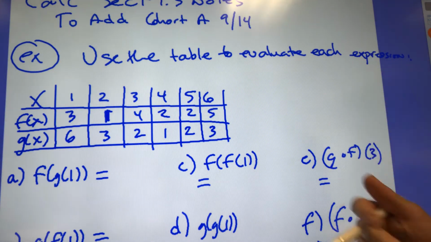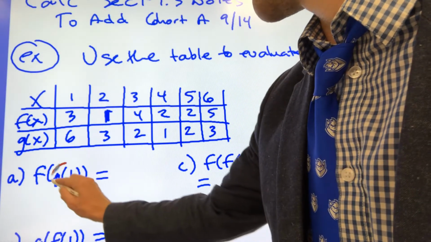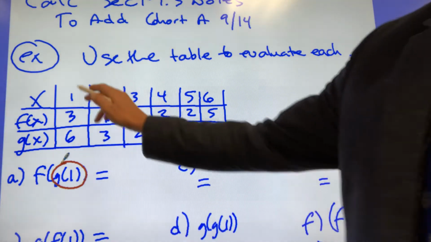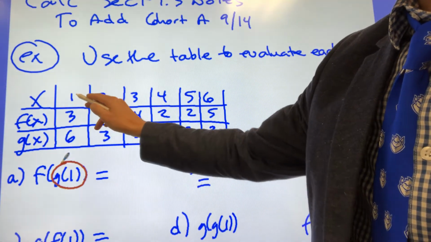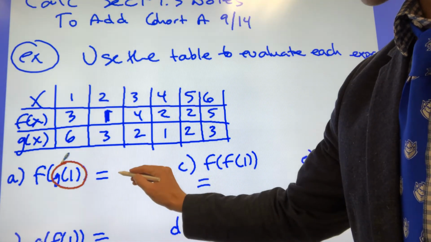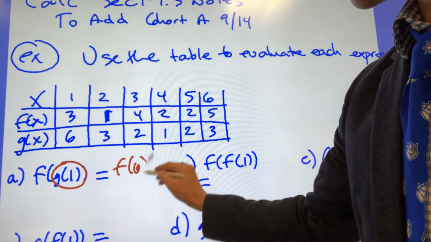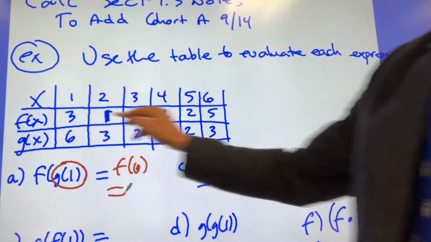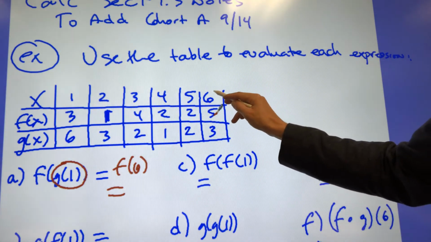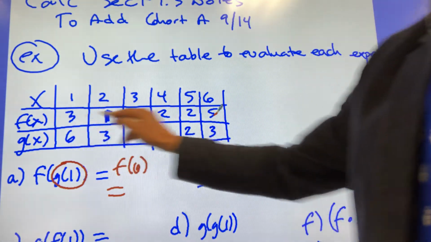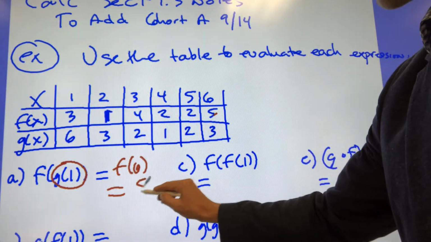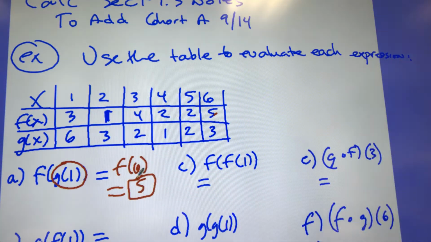When it says f of g of 1, I first need to figure out what g of 1 is. G of 1 is 6. So now I need to figure out what f of 6 is. F of 6 is 5. When you plug 6 in for x in f of x, you get 5. That's my final answer, 5.